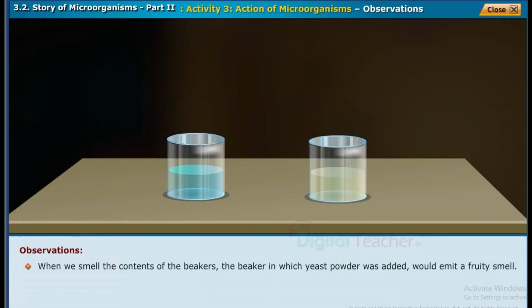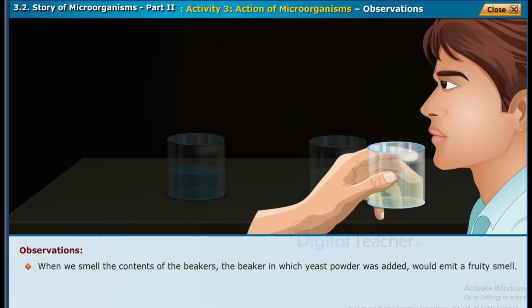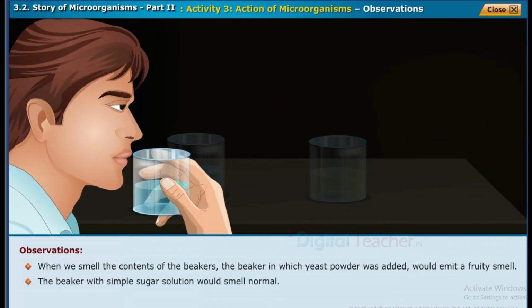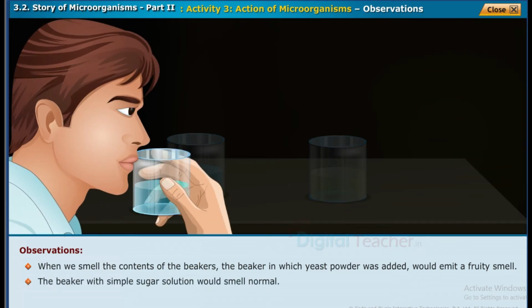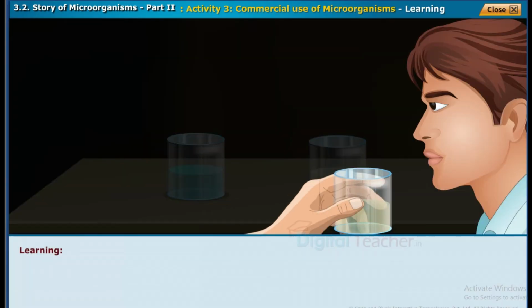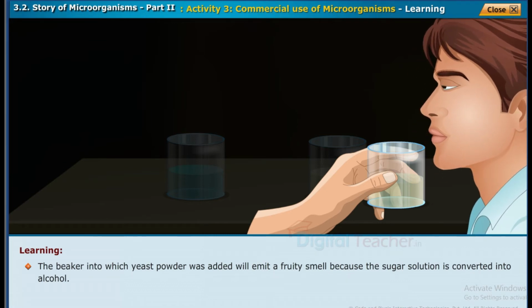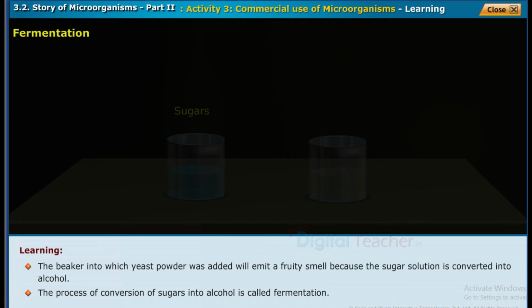When we smell the contents of the beakers, the beaker in which yeast powder was added would emit a fruity smell. The beaker with simple sugar solution would smell normal. The beaker into which yeast powder was added will emit a fruity smell because the sugar solution is converted into alcohol. The process of conversion of sugars into alcohol is called fermentation.